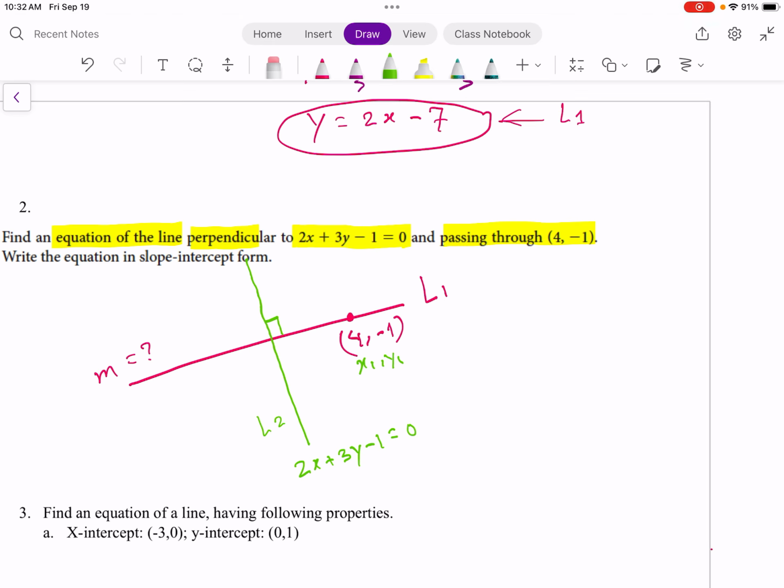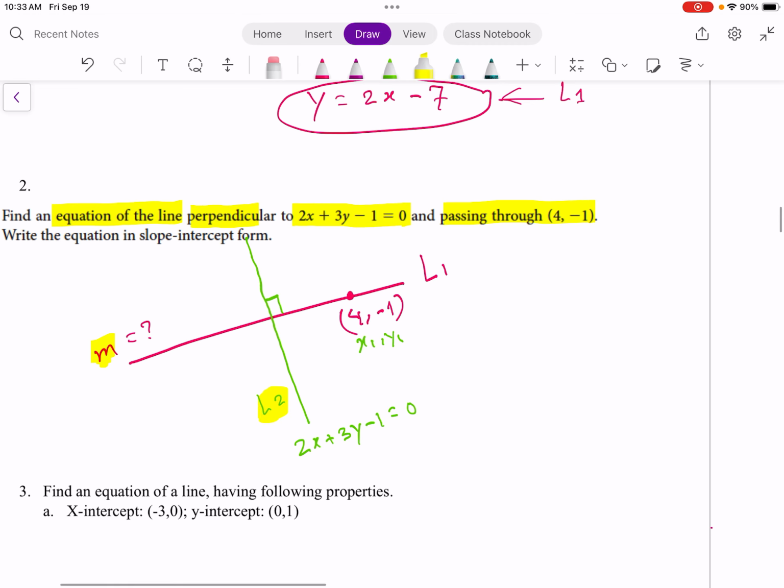The product of the slope of line 1 and the slope of line 2 is equal to -1, right? Or the other way to say it is that the slope of this red line is equal to the negative reciprocal of the slope of line L2. So at first, let's start with finding the slope of this line L2.